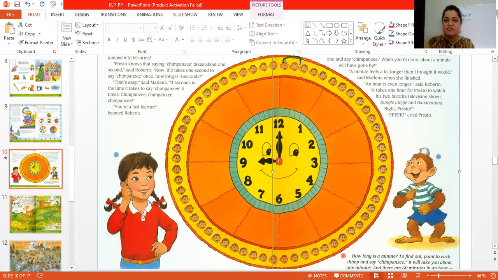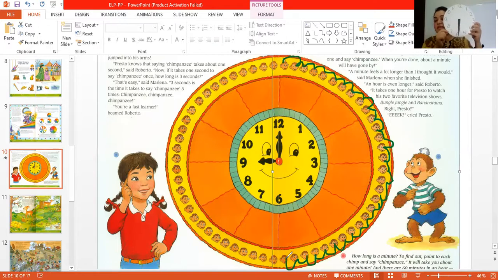Now, chimpanzee, chimpanzee, chimpanzee, chimpanzee. Okay, so we have started from 12 and we have gone up to 6, right?